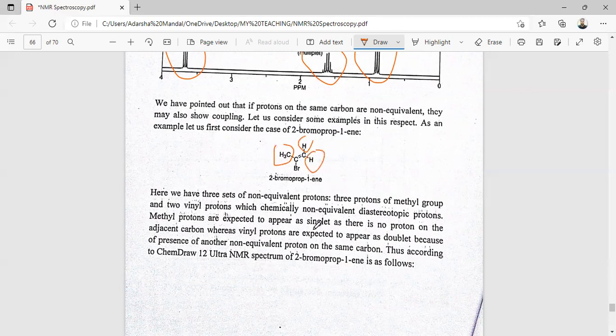The methyl protons appear as a singlet, since this carbon has no proton on the adjacent carbon. The vinyl protons are expected to appear as doublets because of the presence of another non-equivalent proton on the same carbon. So these two CH are not equivalent. This H comes as a doublet due to the splitting by the other, and this H also comes as a doublet due to the splitting by this H.